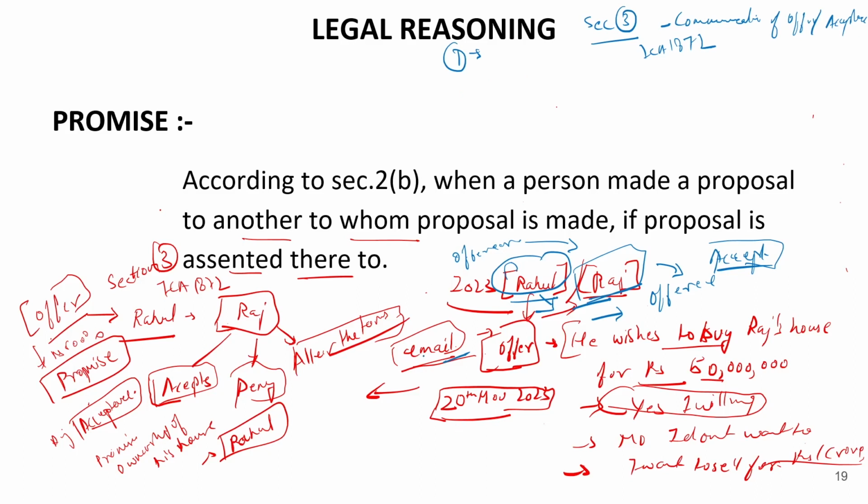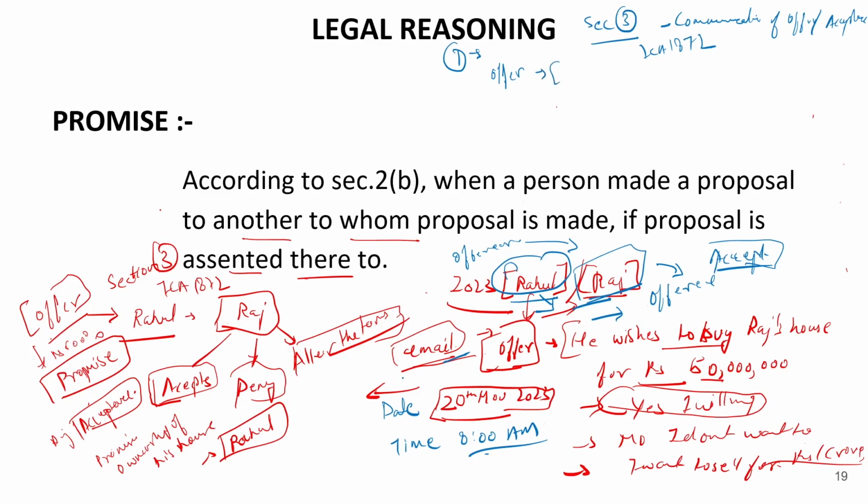One more thing that we will like to remember here is the date and time, and why I'm mentioning the date and time, I will just let you know. The time is morning 8 o'clock. So at 8 a.m., Rahul emails Raj stating that I wish to purchase your house for rupees 50 lakhs. Please let me know whether you are willing to sell that house to me or not. And now this particular scenario clearly shows us that an offer has been made.